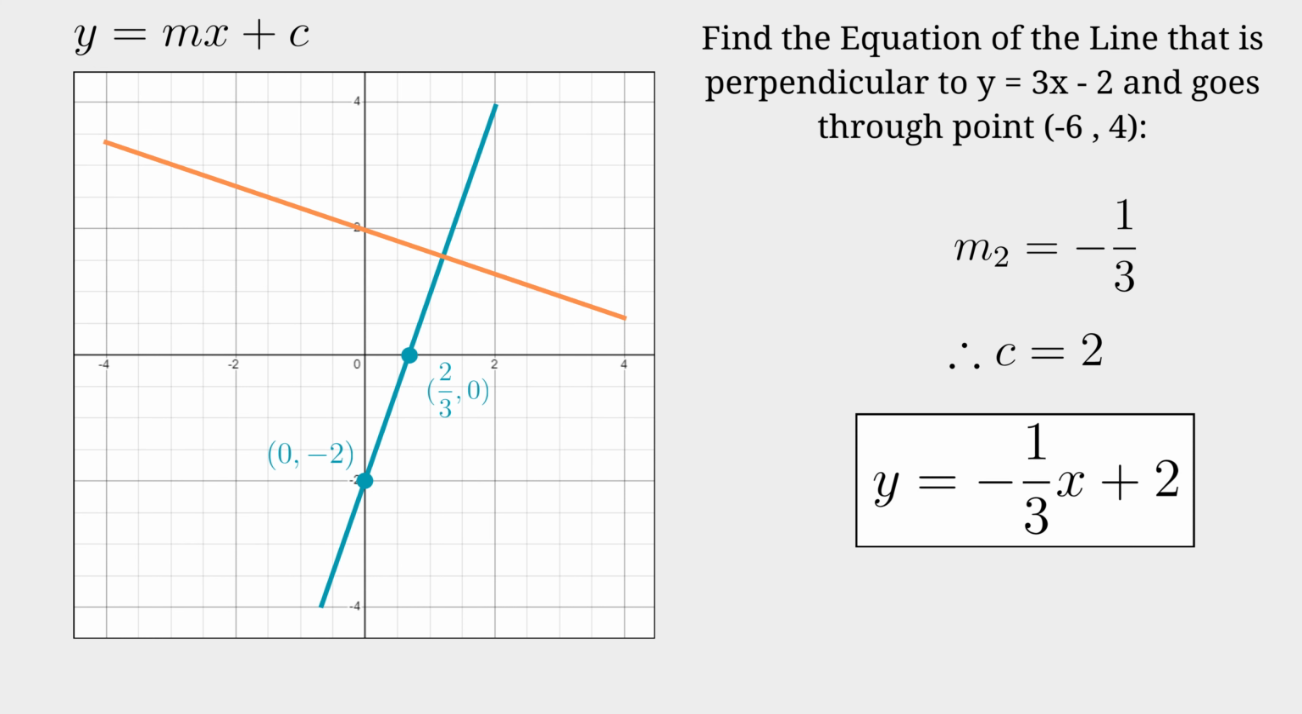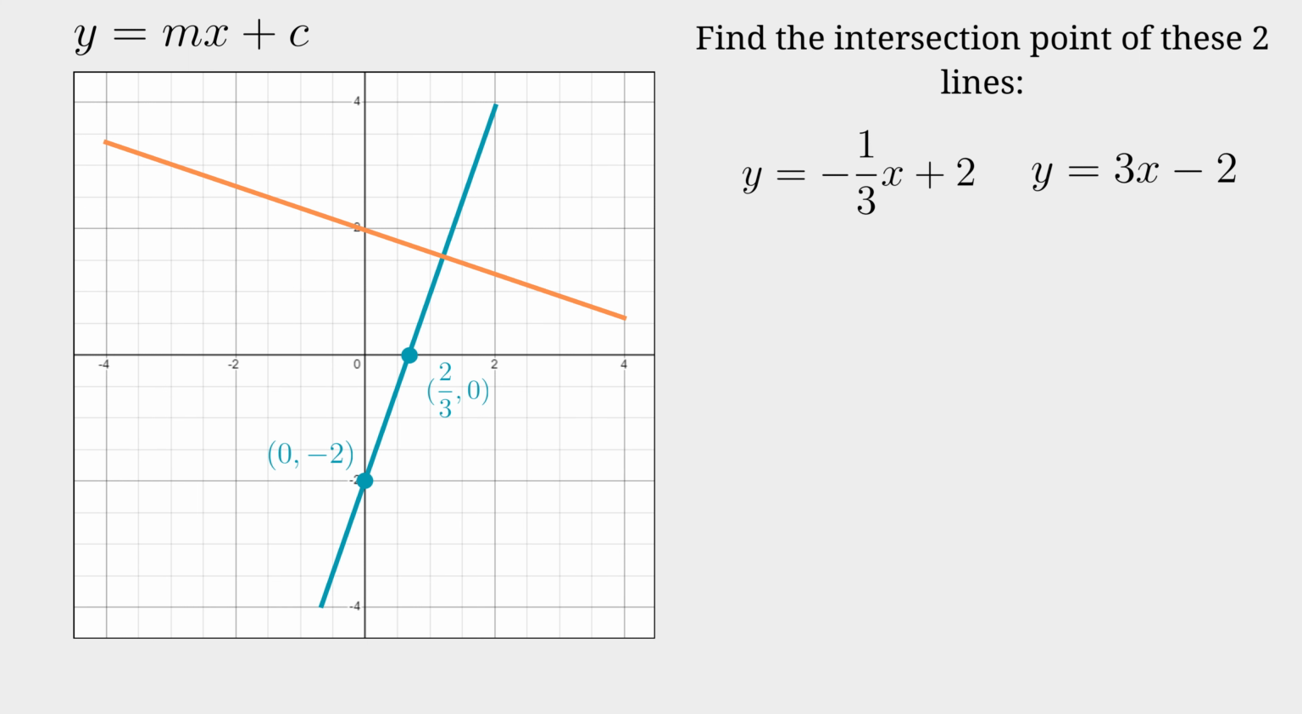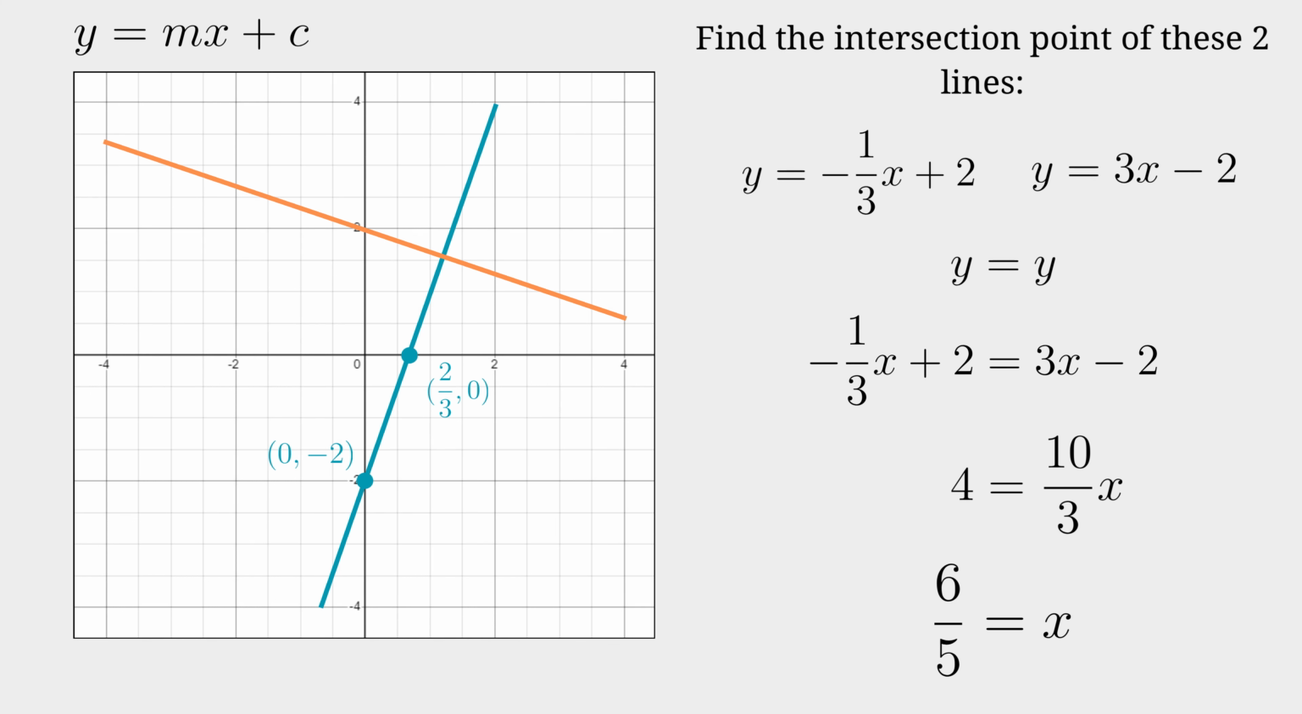Another question they can ask you is to calculate the intersection point of these two lines. Now you just make the two equations equal to each other and solve for x. Add 1/3 x to both sides and add 2 to both sides. Then divide your equation by 10/3 and your x value is 6/5.